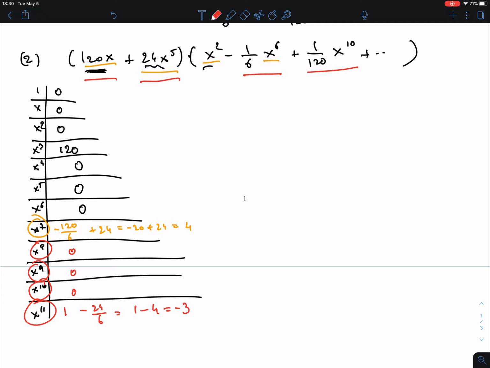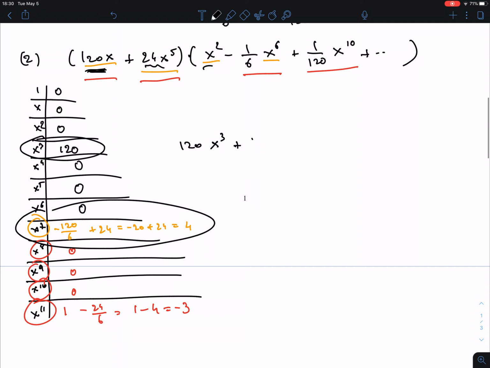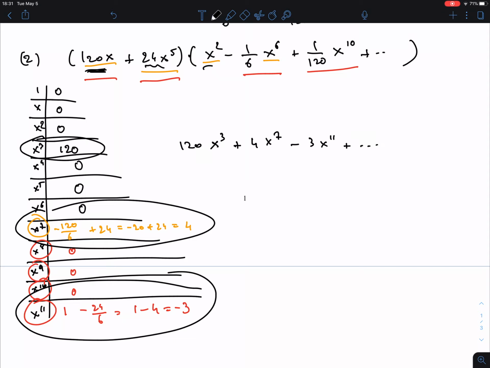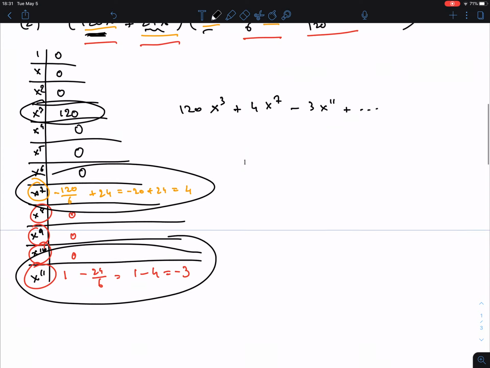Let's write them up. How do we know what it is? Well, this tells it to you here. This is 120x cubed plus this one here is 4x to the 7th minus 3x to the 11th plus, of course, there are more higher ones, but we write dot dot dot. That was the solution for step 2.